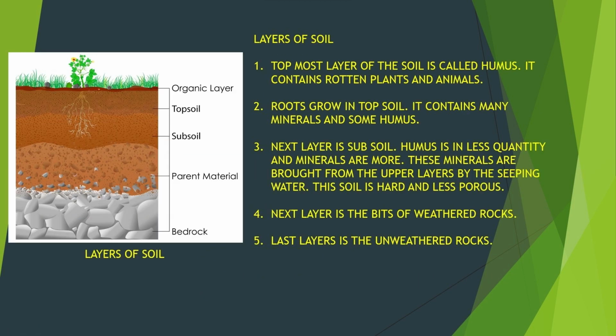Layers of soil. 1. The topmost layer of the soil is called humus. It contains rotten plants and animals. 2. Roots grow in topsoil. It contains many minerals and some humus.